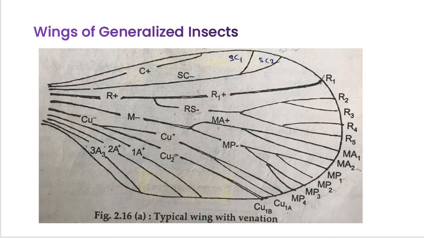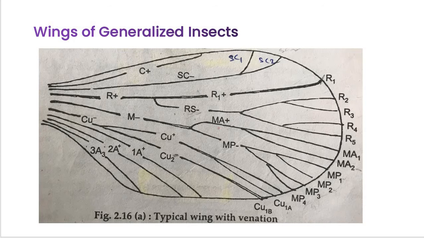Now, the presence of wings is one of the most characteristic features of the insect, right? So, depending on the presence or absence of wings, insects are categorized into two groups: pterygote insects or apterygote insects. Pterygote insects are those insects having wings, whereas apterygote insects are devoid of wings, right?